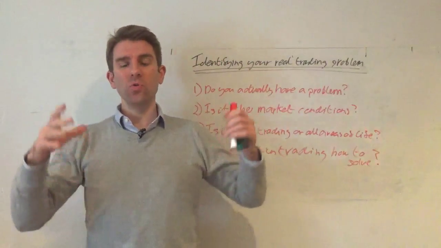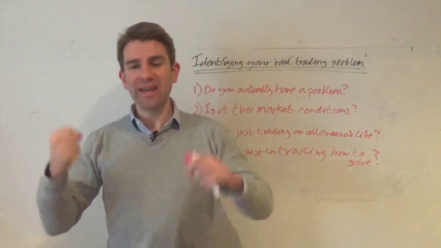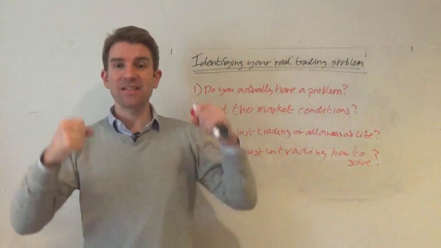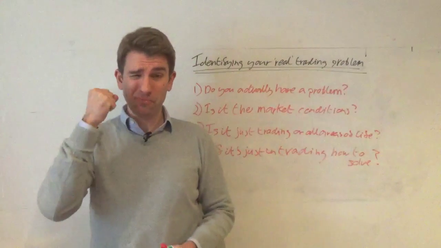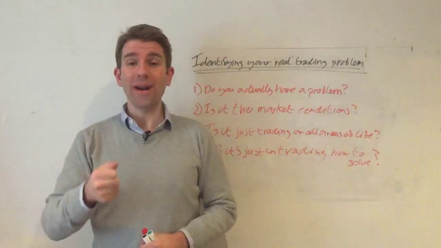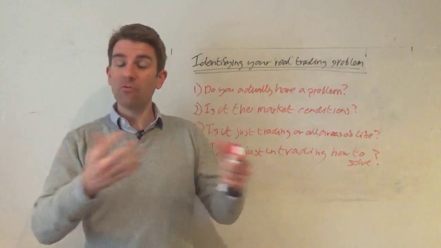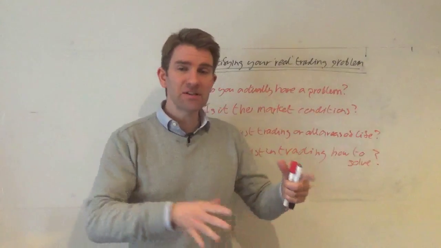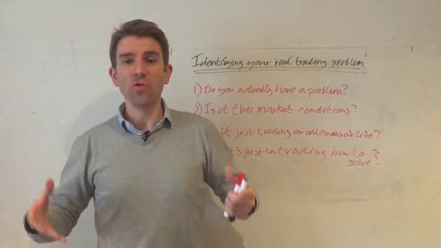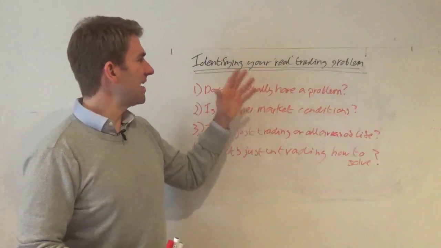Okay, so we all know that we struggle with trading. We think, you know what, we've got a problem, we need to fix it. What is the problem? The real problem is identifying what the real issue is. Very often we say it's this, it's that, the other, and we're wrong. And we go down a rabbit hole of trying to fix it and we don't fix the root cause. So let's have a look at identifying the real trading problem.